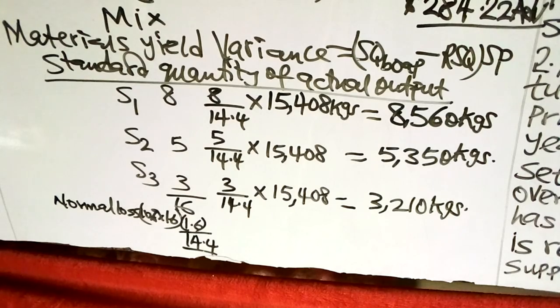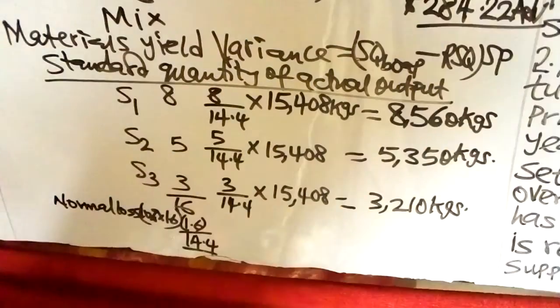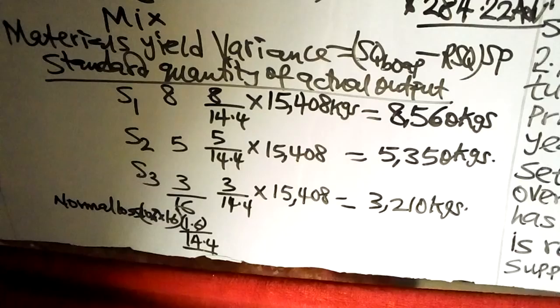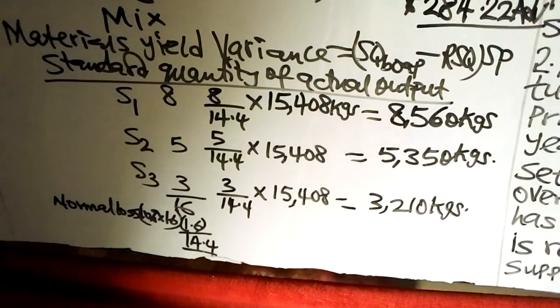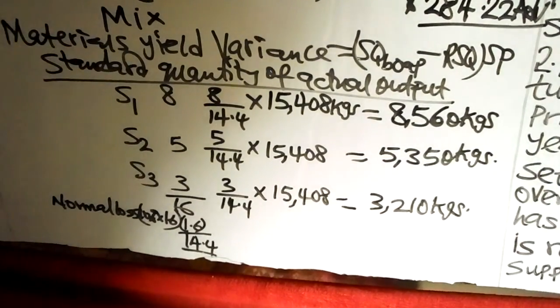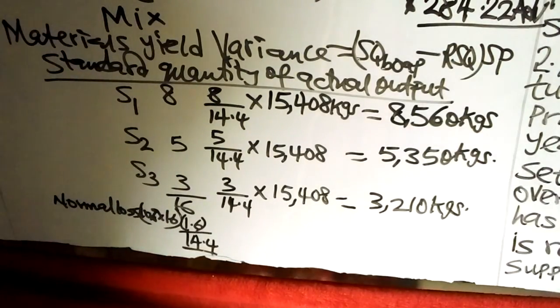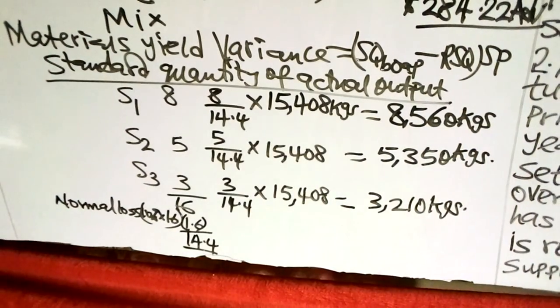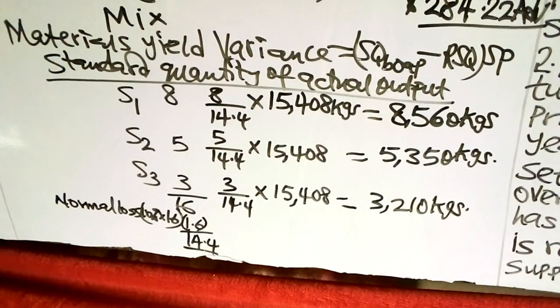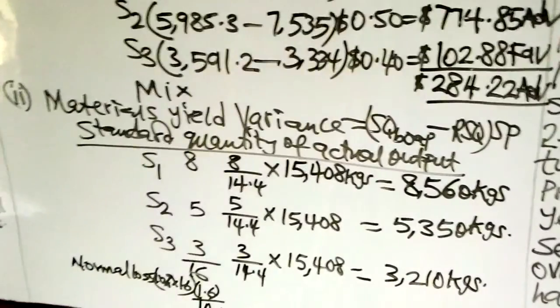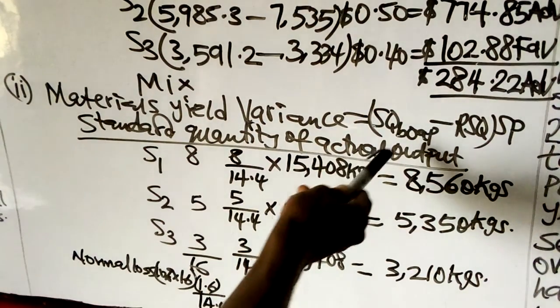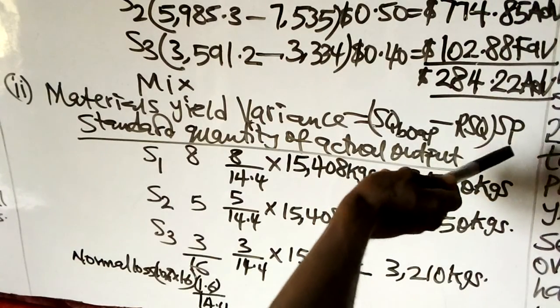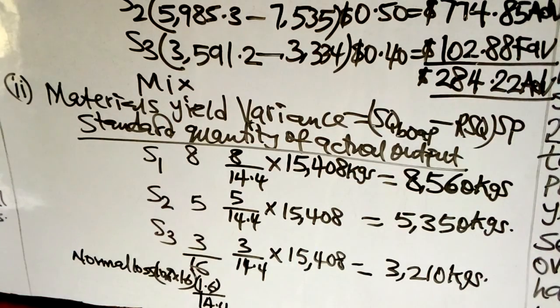We have determined the standard quantity based on actual output. So, we now want to compute the material yield variance. Don't forget, I've told you that material yield variance is equal to the standard quantity based on actual production minus revised standard quantity multiplied by the standard price.